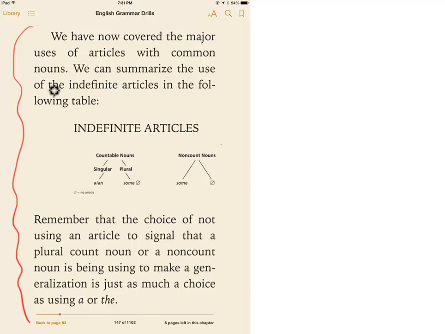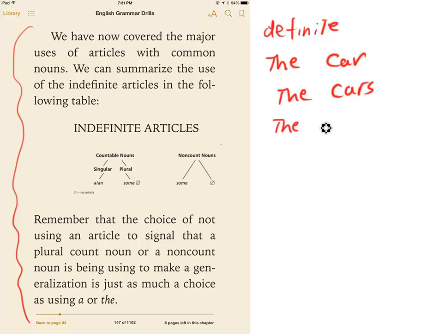We can summarize the use of the articles in the following table. Remember, the definite article that we've discussed before is the, and you're going to use the with plural nouns. I'm going to use examples so you understand. You can say the car. You can also say the cars. Okay, it doesn't change. The only thing that changes is when you have a vowel and you say it differently, the apple. We talked about that before, but you can see that the covers plural and singular.